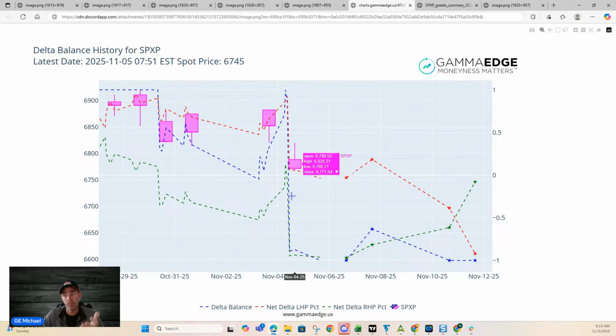So you can see the right-hand plane continues to drop extensively down towards the -1. And then the blue dotted line is the aggregate of both of those. So if you're a bull, you want to see this start trending back up towards above the 0 line and towards the +1 level. If you're a bear, you want to see this maintained at the -1 level. So as you can see, the delta balance is staying below 0.